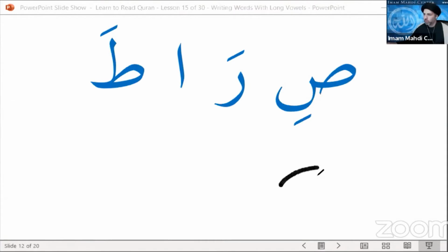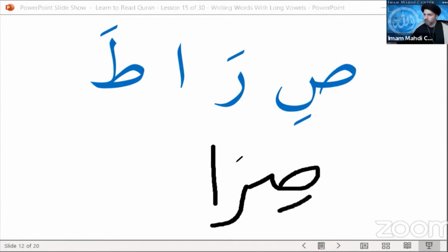We write the lowercase sad like this, and then right here where the extension of the sad ends, we write our ra, the alif, and of course the sad had the kasra, the ra had the fatha, and then we write our ta with its own fatha. So we have the word sirata.